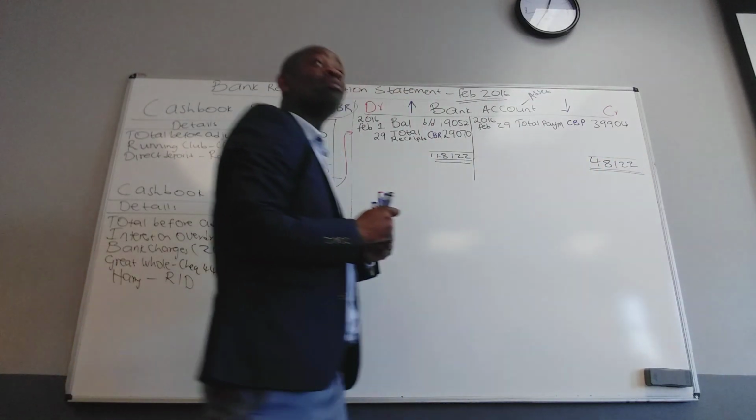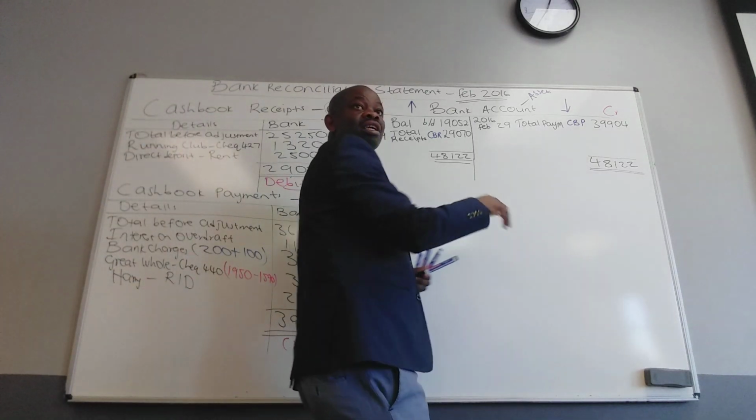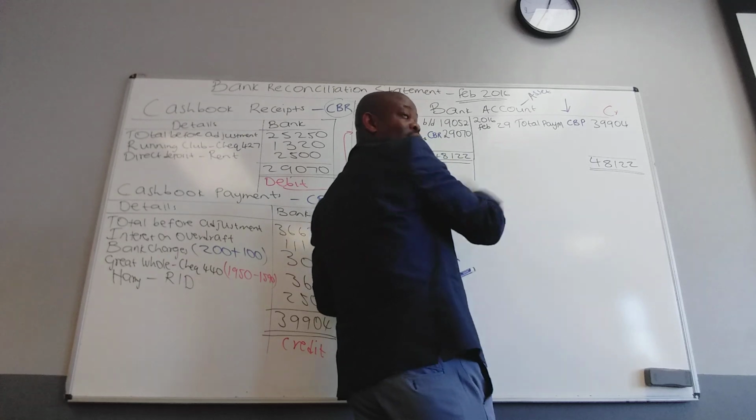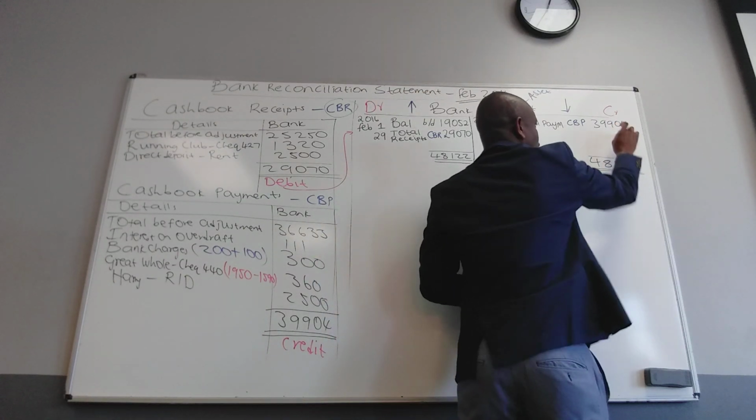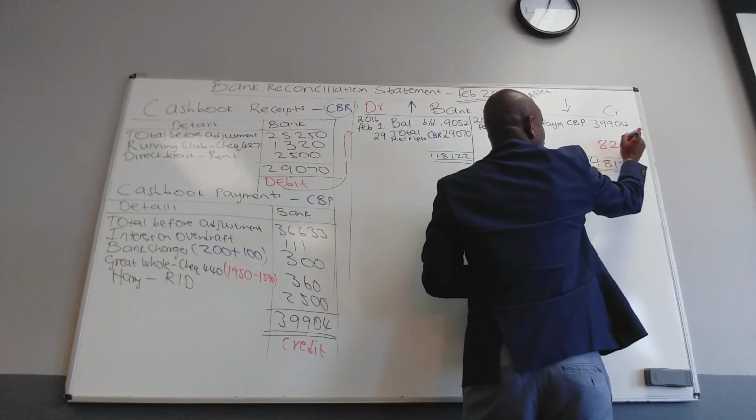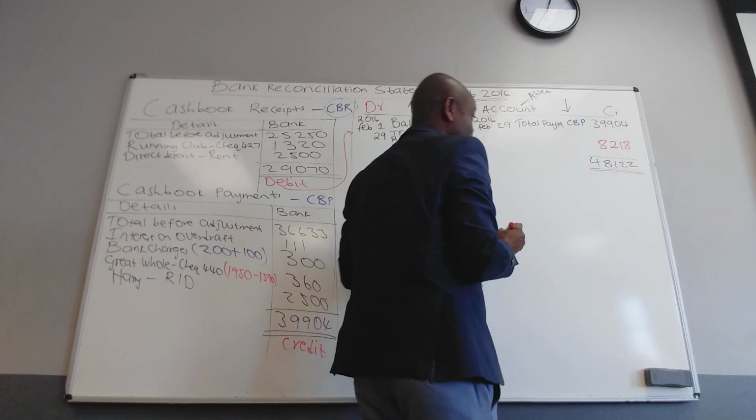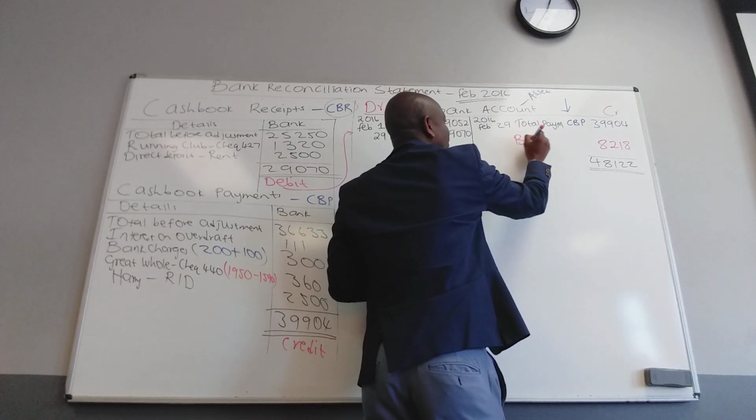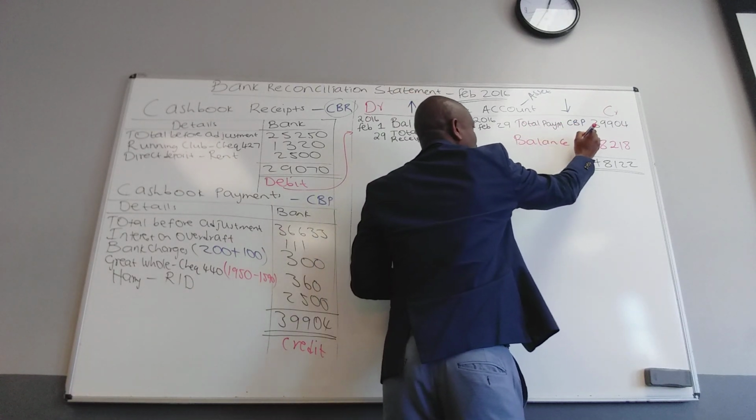Guys, you can't believe that most people still lose marks here. They don't know how to balance. The biggest side appears on both sides. Now you go to the smallest side and find the difference between the two: 8,218. And we call this balance carried down.